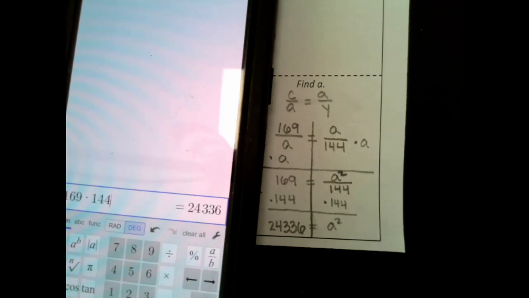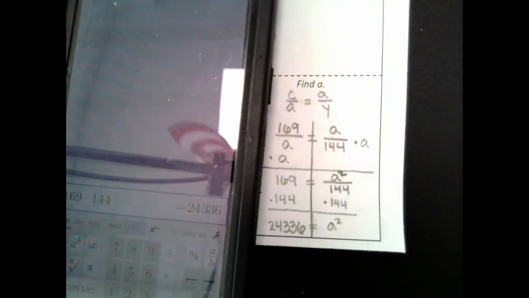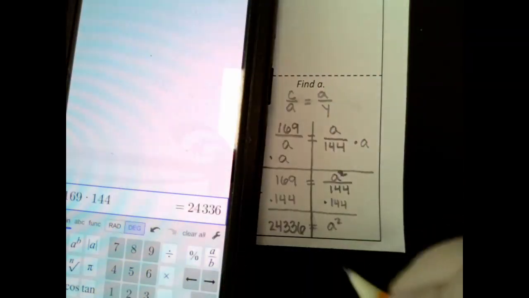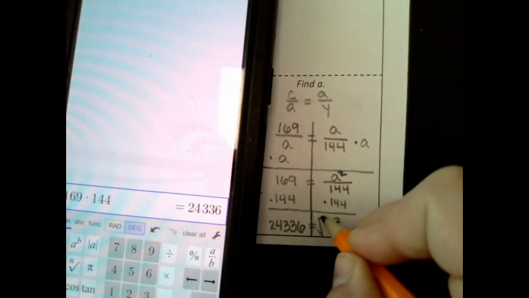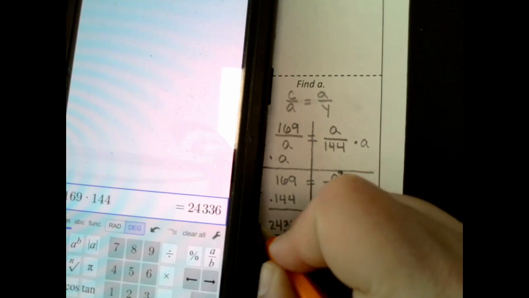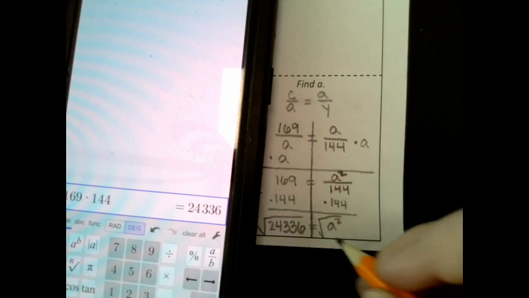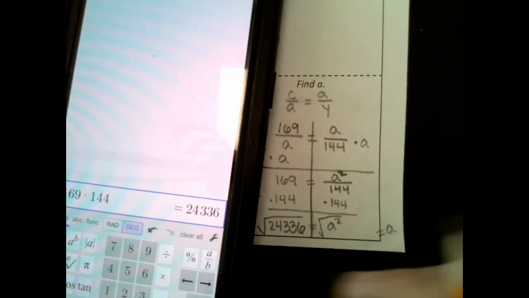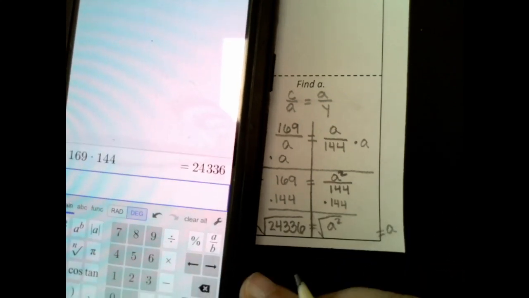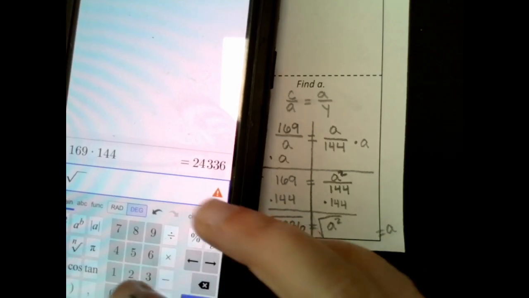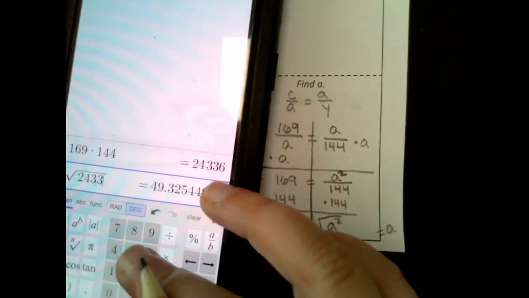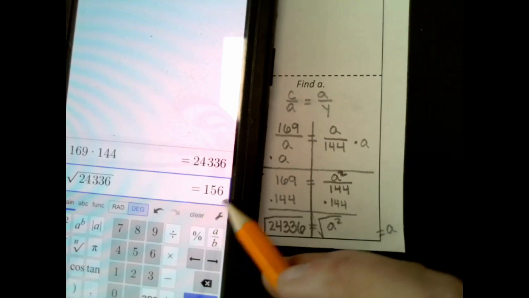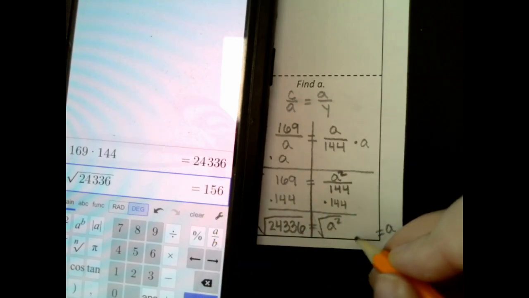Okay, but that's not quite our answer yet. We still have to get rid of the squared. So how would I undo the squared? That's the part where we square root. I'm running out of space, so I'll write it off to the side here. So A equals, in my calculator here, I'm going to do square root 24336. And our answer is actually a whole number, 156.